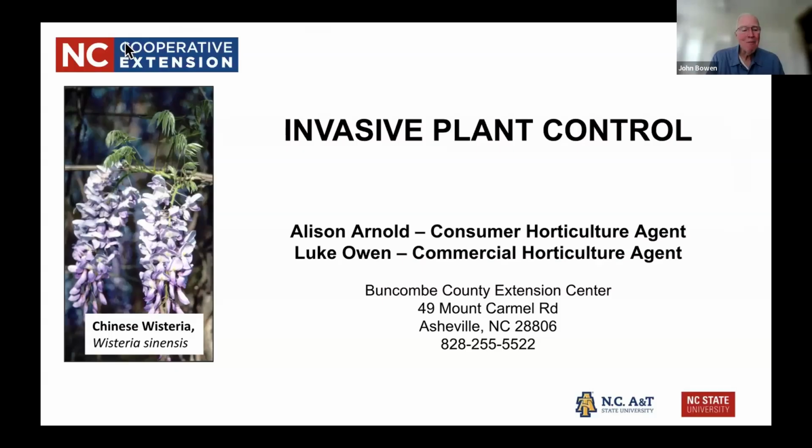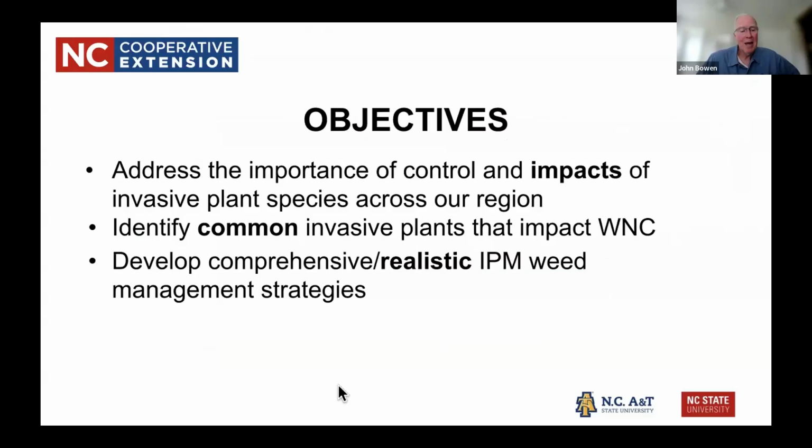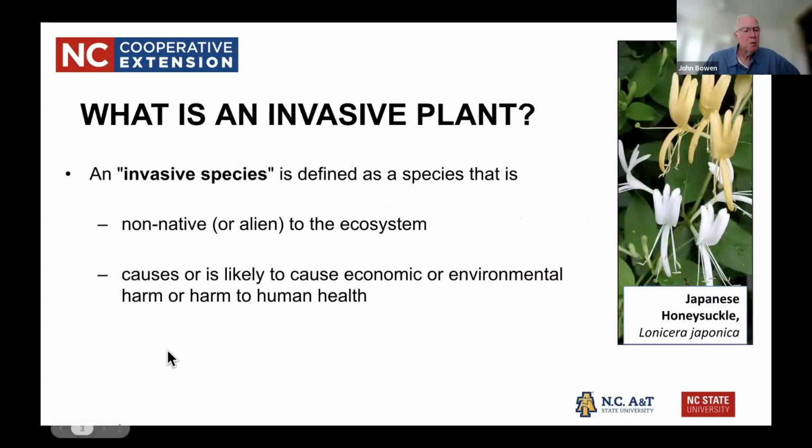We're glad to have Alison Arnold and Luke Owen with us today. Luke is the commercial horticulture agent here in Buncombe County. He works with ornamental growers and green industry professionals. Alison Arnold is the consumer horticulture agent in Buncombe County and the Extension Master Gardener Program Coordinator. She works to provide gardening information for gardeners in the Buncombe County area.